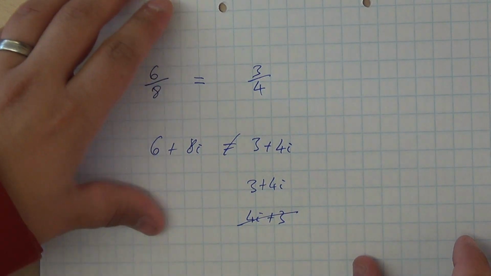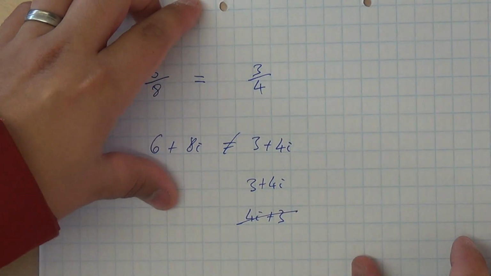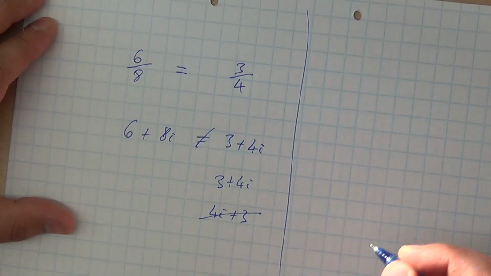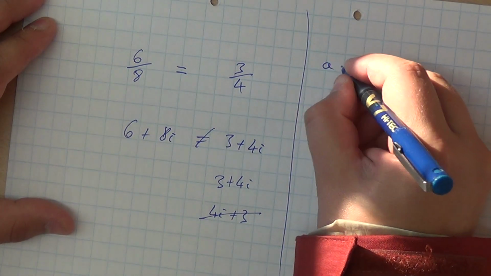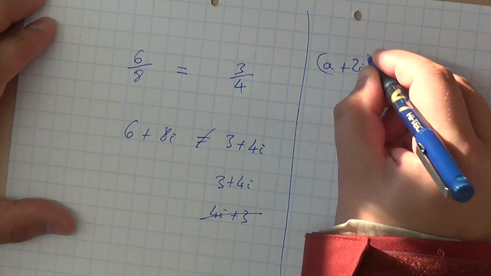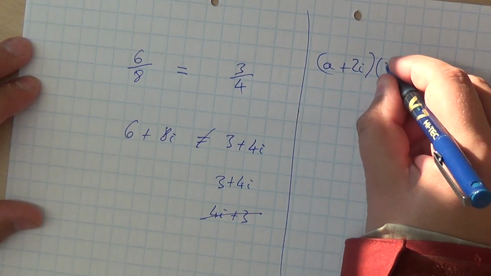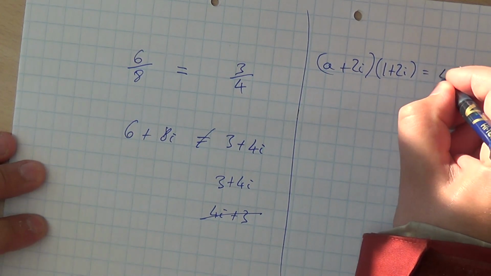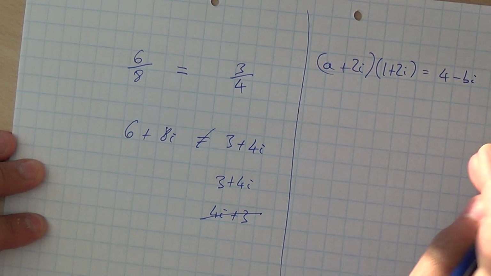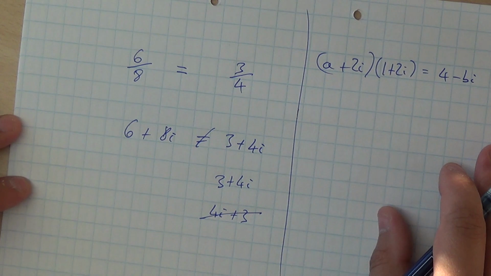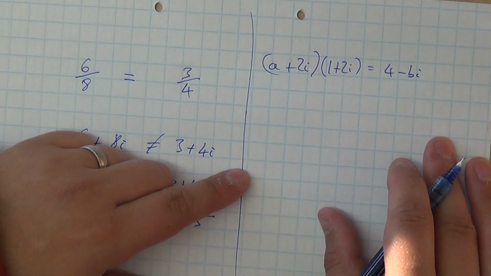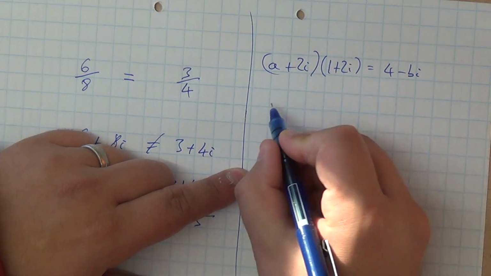So we've got different difficulties we can do. Let's try something like this, where we'll try and find the values of a and b. So (a plus 2i) multiplied by (1 plus 2i) is equal to 4 take bi. And we've been asked to find a and b. Typically a and b will be real numbers, otherwise it's not a particularly useful problem. So expand the bracket as you've been doing for years.